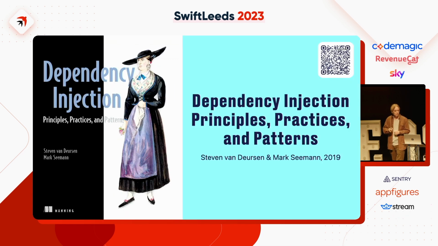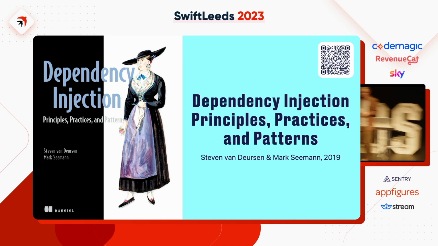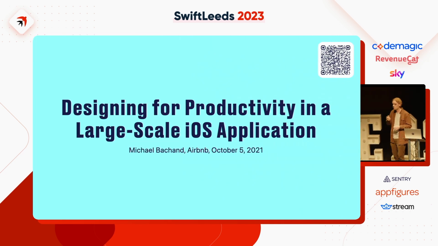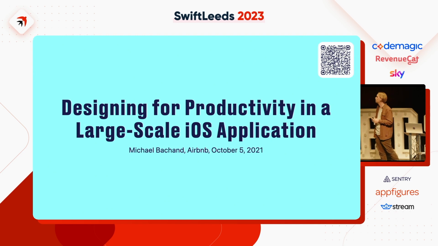And if you want to learn more about dependency injection and the composition root, then I urge you to read this book, Dependency Injection Principles, Practices, and Patterns. That's where I've learned most of the things we've discussed now, and then I've adapted them to a Swift code base. And if you're interested in learning more about how you can move your code into Swift packages or create dev apps, then I recommend reading this article by Airbnb called Designing for Productivity in a Large-Scale iOS Application.